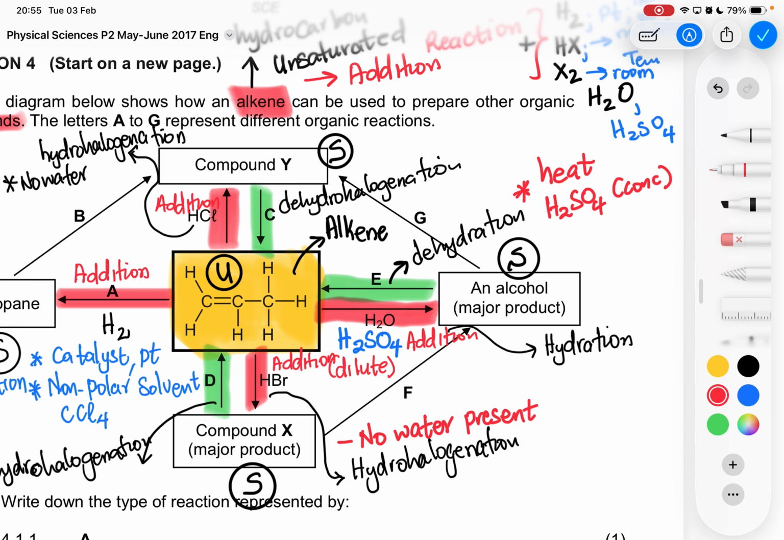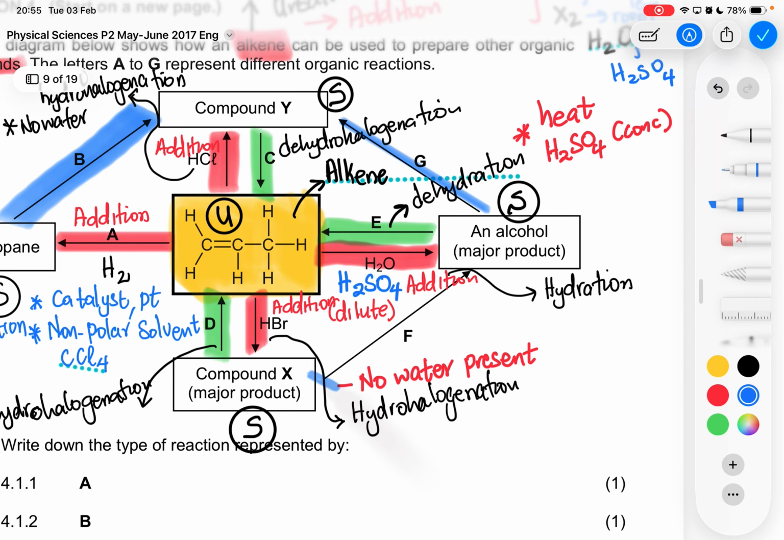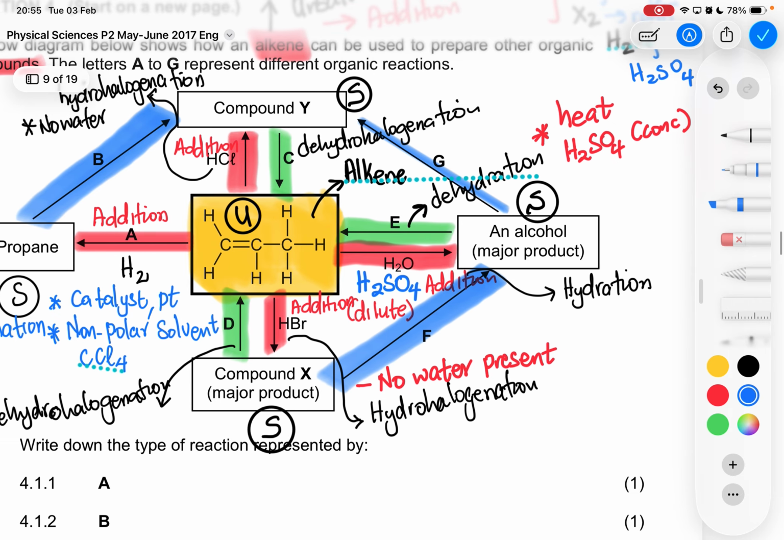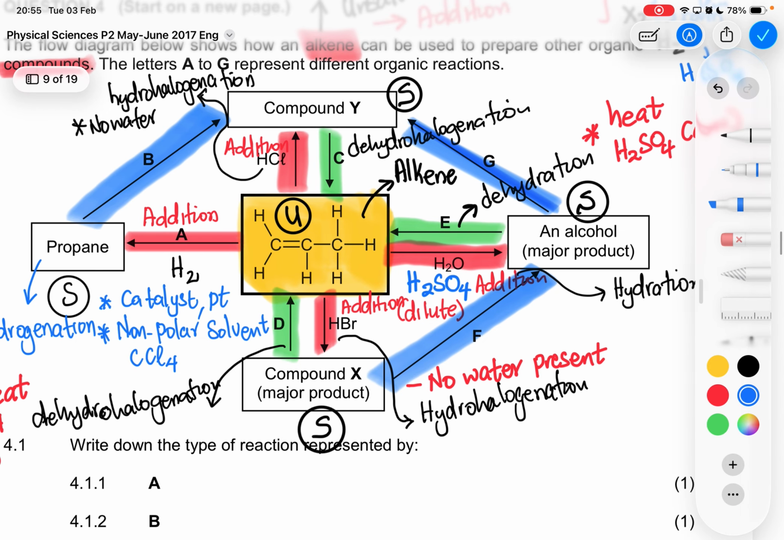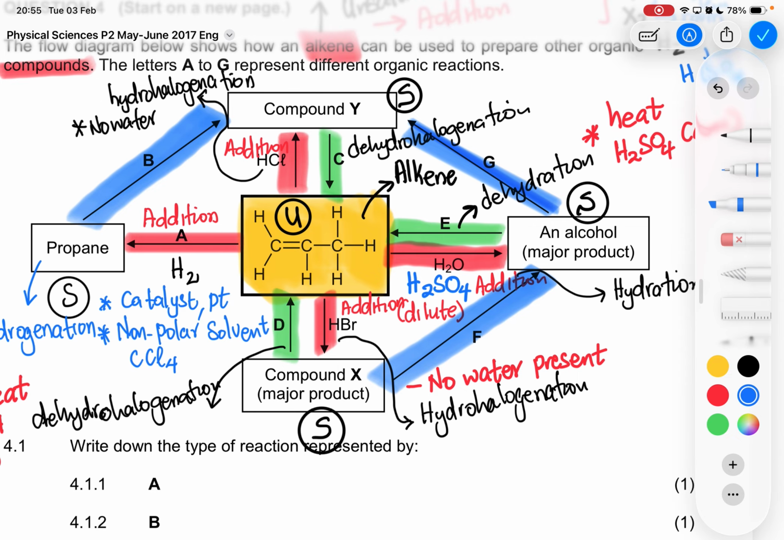Okay, so I spoke about that. Let me use color blue now to identify these other reactions that I've not spoken about. There's this one here. There's this one here. There's this one here. Just focus on blue. And if you look, blue moves from saturated to saturated.